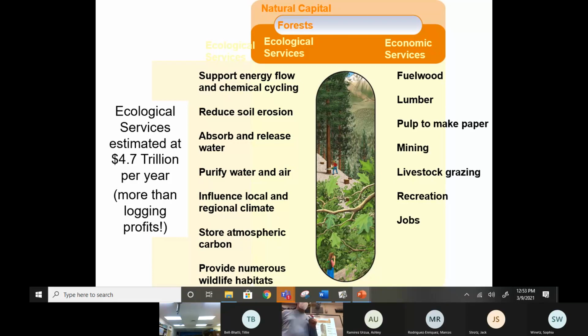If it's bringing people money, it's economic, huh? If it's acting as part of an intact ecosystem, it's an ecological service, which can also be good for our economy.